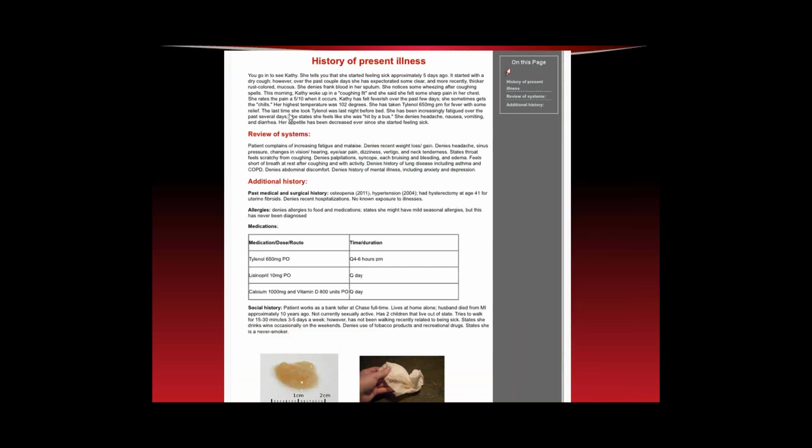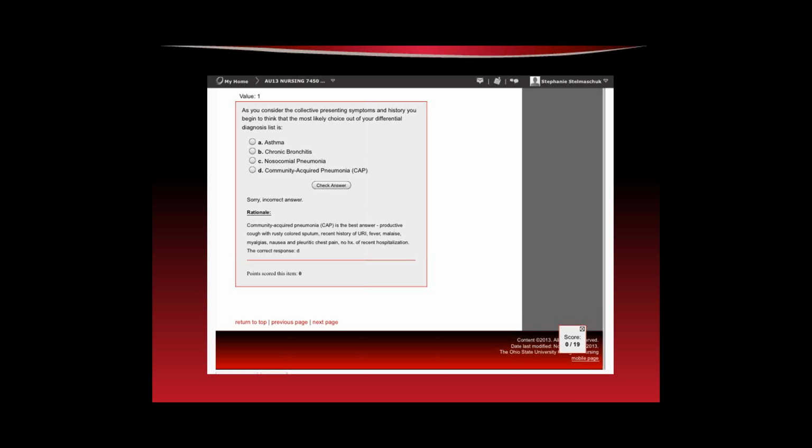So we had her history of present illness here, her actual description of what's going wrong, her medication reconciliation, and then we had, as I mentioned before, pictures of her mucus to help us decide as a clinician, okay, what does this look like? Does this look like anything? Does this mean anything? And then this is one of our quiz questions. The answer is probably pretty obvious. She probably has community-acquired pneumonia, because that's what this case study is about.